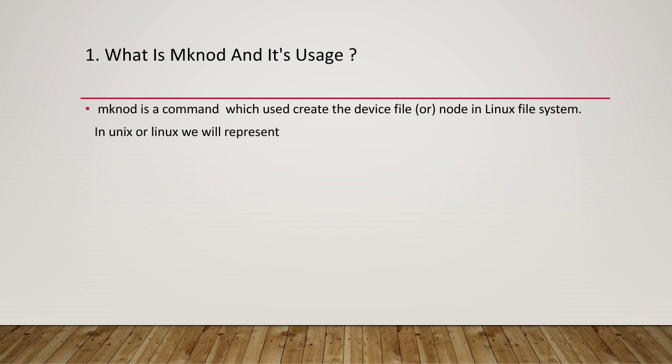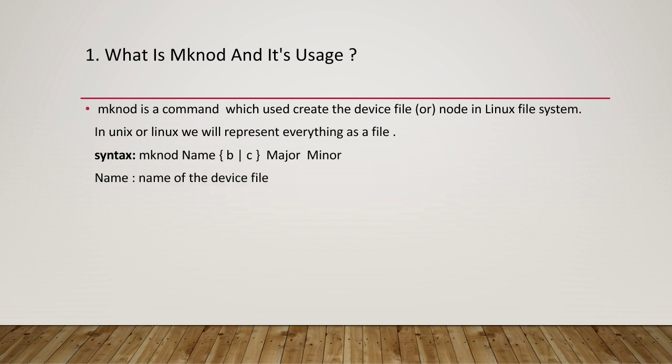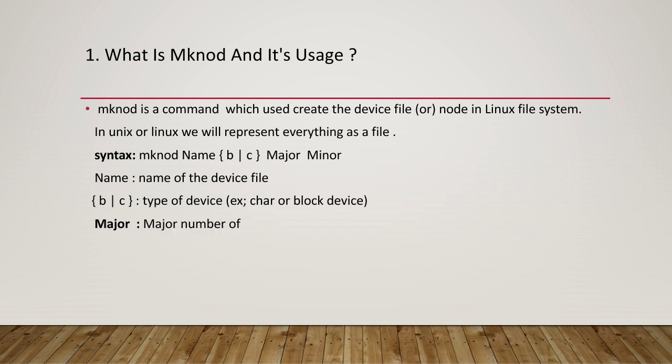In Unix or Linux, we represent everything as a file, and the syntax is mknod name [b|c] major minor, where name is the name of the device file name, b or c is the type of device, for example character or block device, major is the major number of the device file, and minor is the minor number of the device file.